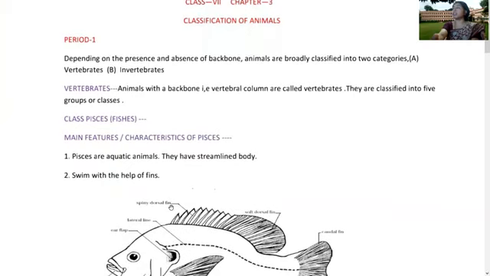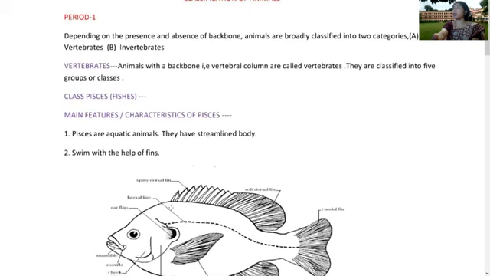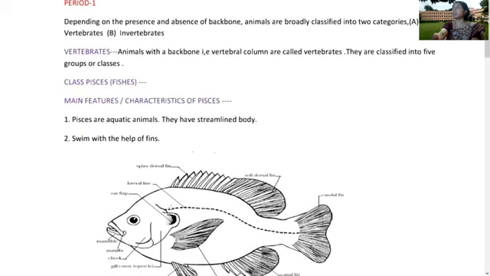I have loaded over here a fish. So a fish has a streamlined body, right? Means it has a boat-shaped body. Second point is that it has fins. That is a basic character of a fish. It has fins. Different categories of fins are there, which help the fish to swim in water, right?